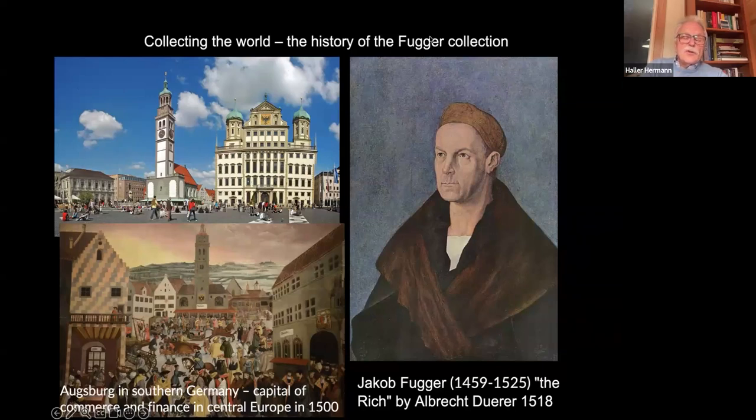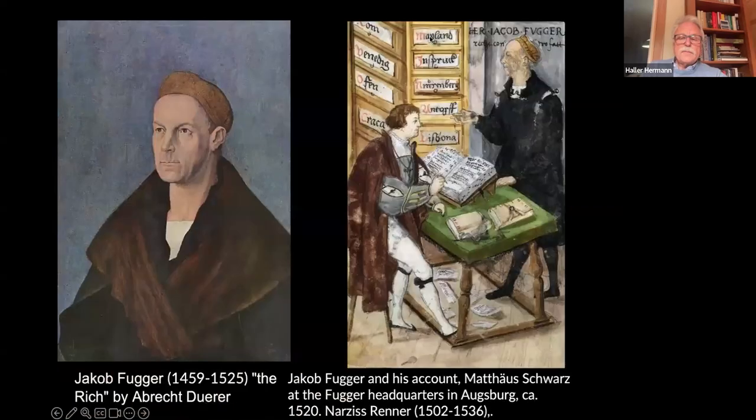He lived in Augsburg. You can see this when you travel there in southern Germany, quite a city. That's the town hall of the city, and that's one of the churches. And it was a center of commerce and finance in Central Europe about 1500. Here you see Jakob Fugger and his accountant at the Fugger headquarters because they ran an empire.